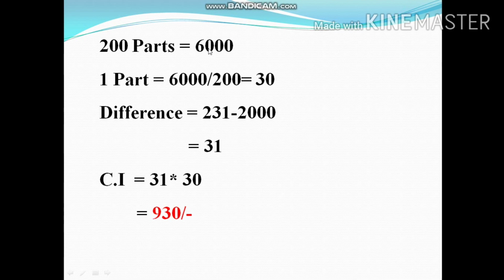In the problem, the principal amount is given as 6,000. So 200 parts is equal to 6,000. One part is equal to 6,000 by 200, that is equal to 30. Difference is equal to 231 minus 200, that is equal to 31. So compound interest is equal to 31 into 30, that is equal to 930 rupees.